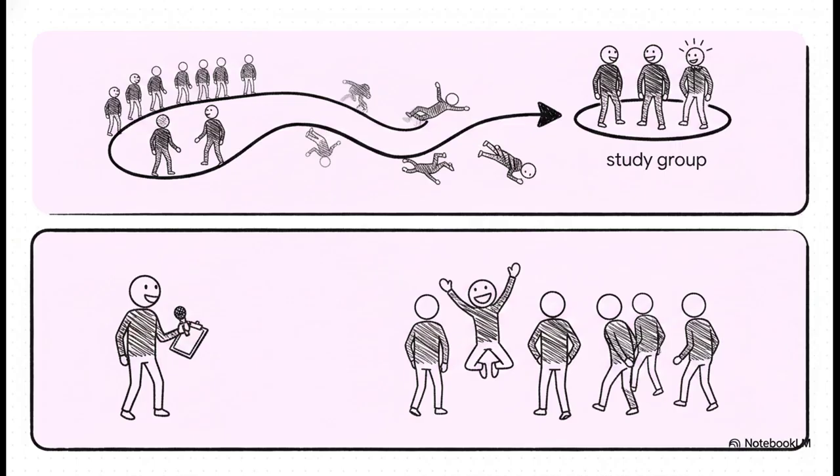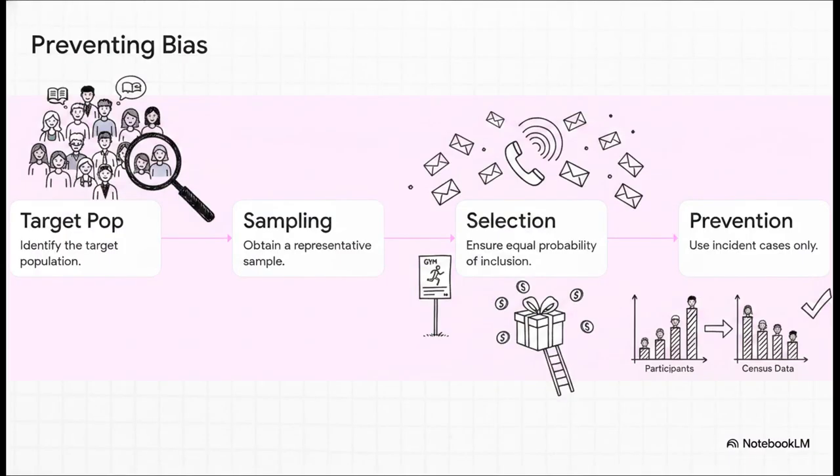Now contrast that with cohort studies or surveys and interviews. Those are highly prone to response bias and interviewer bias. If an interviewer unconsciously asks a leading question, or if only the healthiest, most enthusiastic people bother volunteering to answer a mailed survey, your resulting data gets completely skewed away from reality. Fortunately, we aren't helpless here. Researchers have specific prevention strategies to fight this.